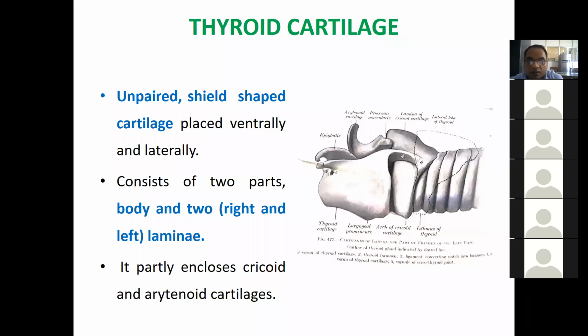This thyroid cartilage has two parts. You see this is the larger central part, that is the body, and this part is the lamina. This is the anterior part, posterior part. This is the lamina, and here this is the body. So the thyroid cartilage has two parts, called the body and the lamina.